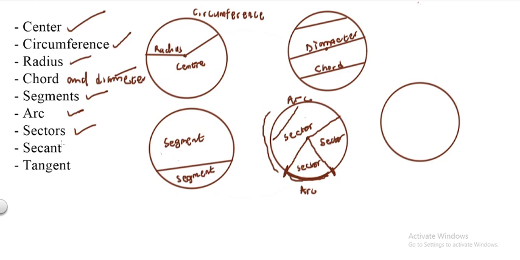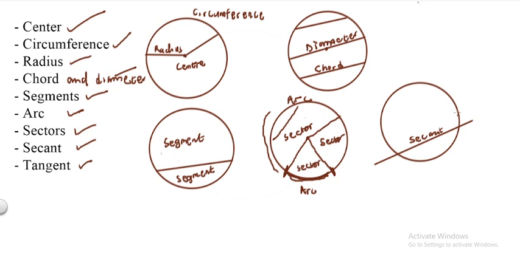For secant, a secant is a line that intersects 2 points on a circle. For example, if I have a line like this, this line is called a secant. The difference with a chord is that a secant passes through the circle, while a chord stays inside the circle. We can call this a secant. This is it, secant. The last one on our list is a tangent.